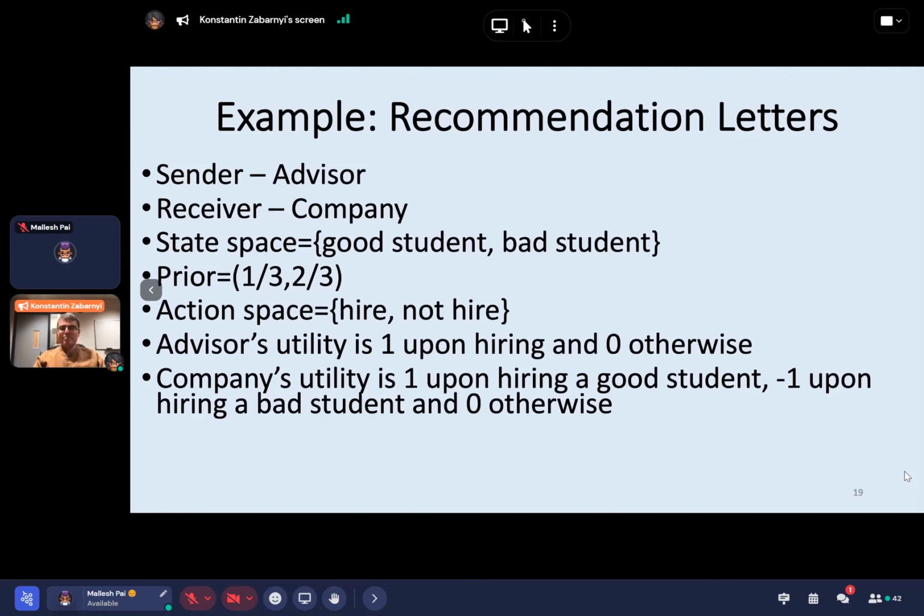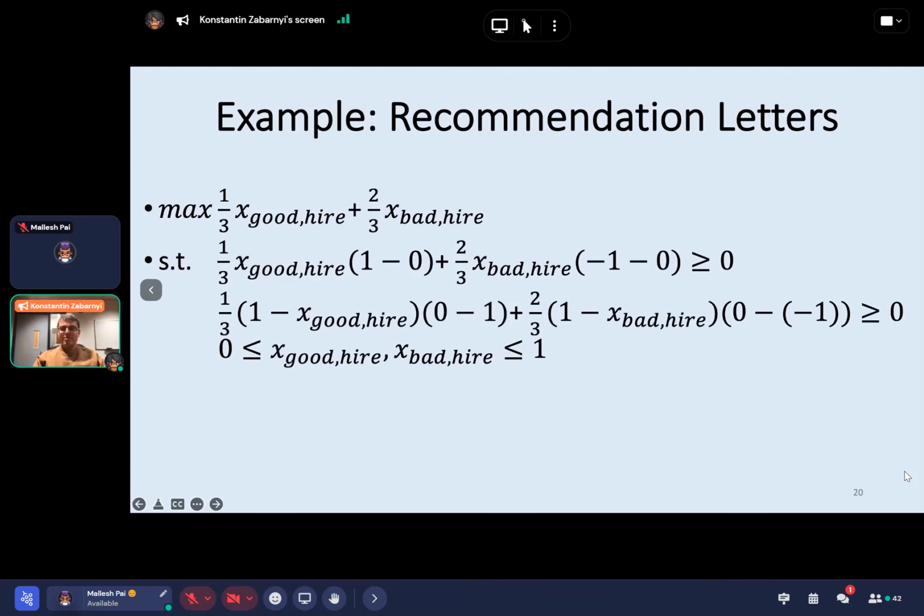Now let's formulate a linear program for the advisor's optimization problem. First of all, the variables here correspond to the degrees of freedom in the advisor's optimization problem. X good hire is the probability that the advisor recommends hiring conditional on the student being good. And X bad hire is the probability that the advisor recommends hiring conditional on the student being bad.